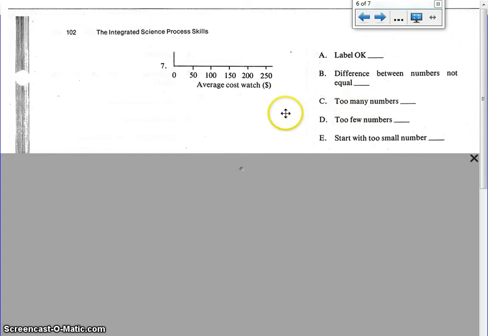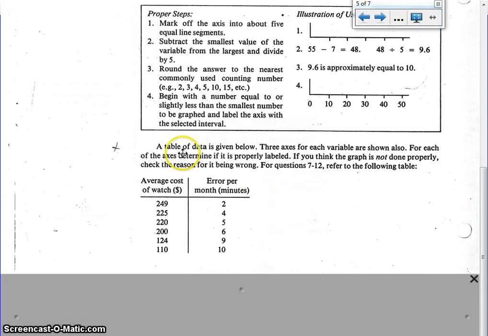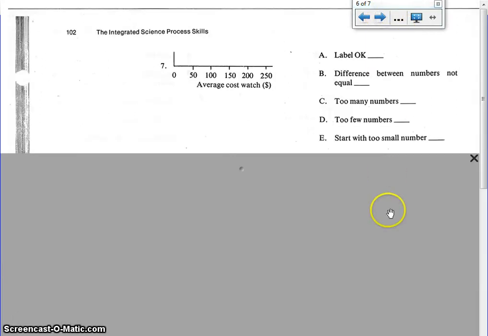Too many numbers. So if they have too many numbers on here, or if they have too few numbers, or started with too small a number, you'll have to go back and refer to this table right here. So I'm going to give you approximately, let's go with 1 minute. Go ahead and go.